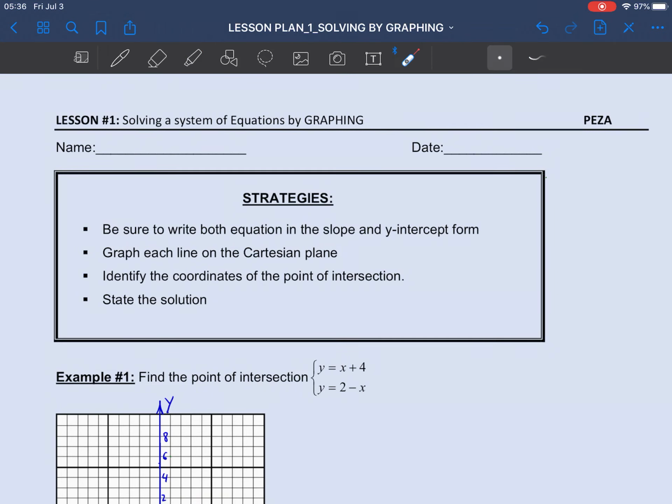Hello everyone. In today's lesson we will talk about solving a linear system of equations. There are various ways to solve them, and today we'll get started with the more visual method, graphing. A linear system of equations is nothing but two linear equations connected to each other by this bracket that we call braces. As you see here, we have y equals x plus 4, a linear equation.